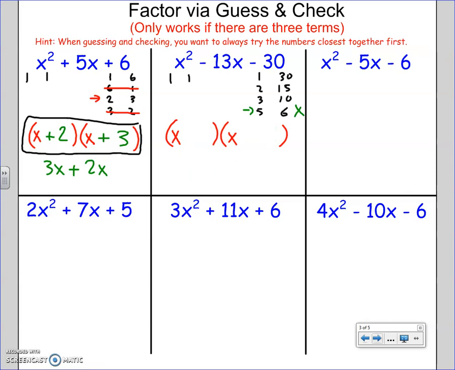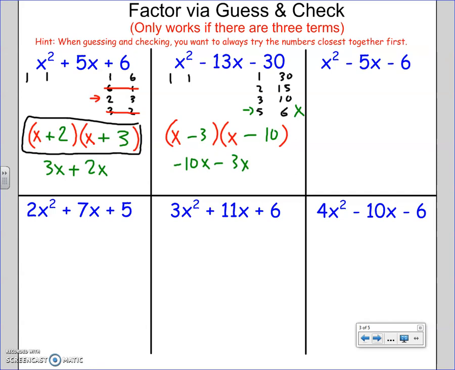The next closest is 3 and 10. So let's try 3 and 10. If I do the O, that's 10x. I do the I, that's 3x. Can 10x and 3x ever make 13x? The answer is yes, because 10 plus 3 is 13. Now I need a negative 13, so I need to make this negative and this negative. Negative 10 minus 3 is negative 13. So this is the negative 10, this is negative 13, so that looks good.